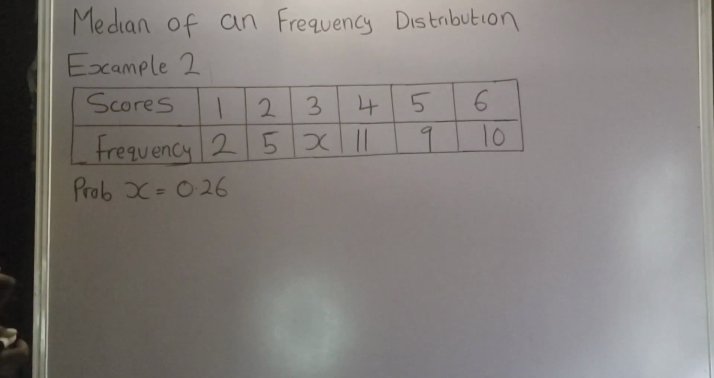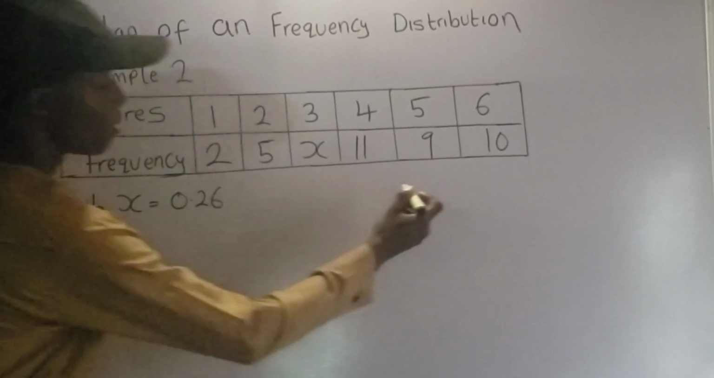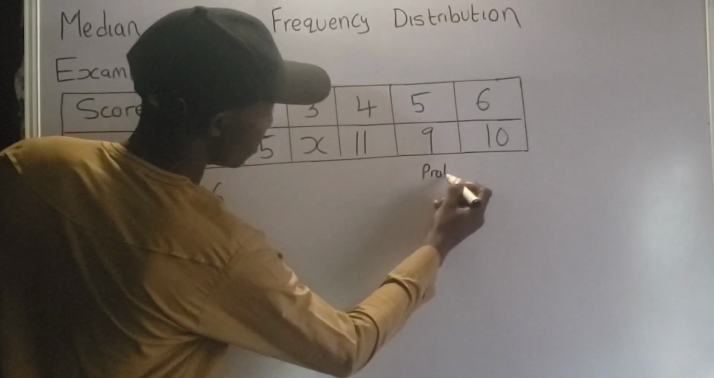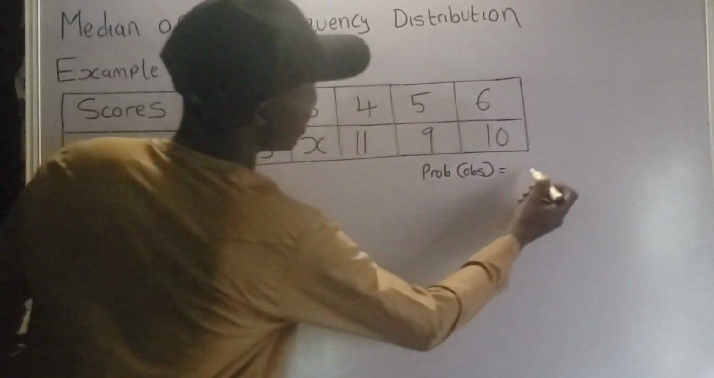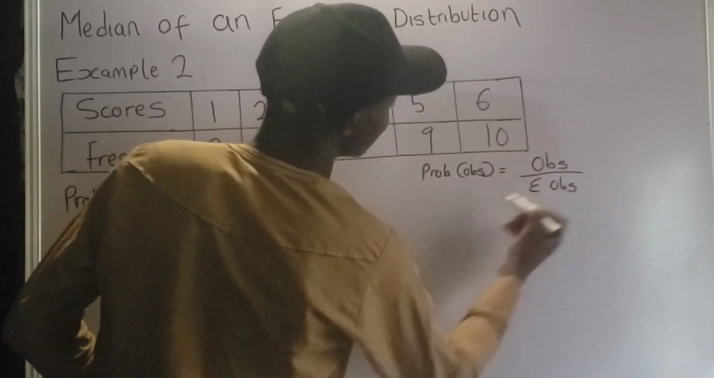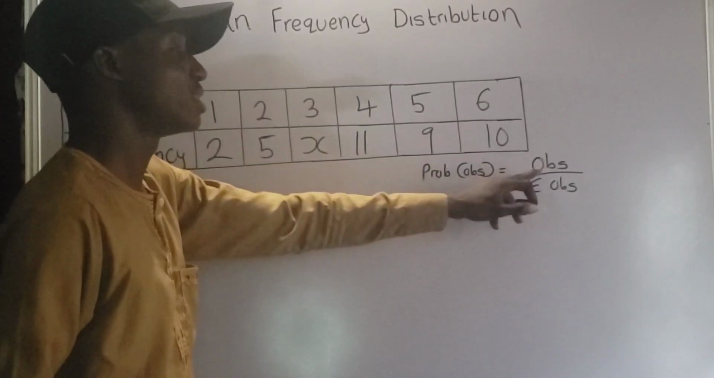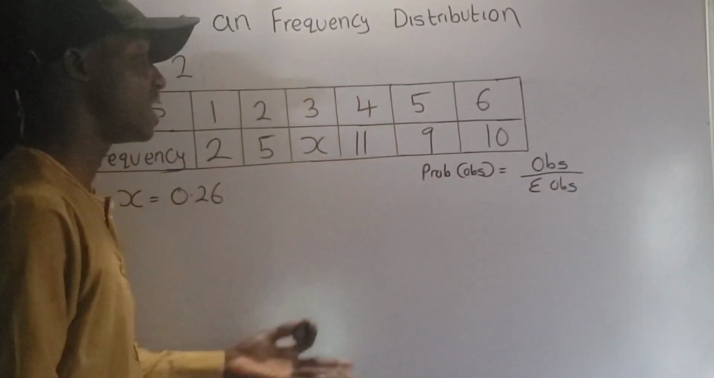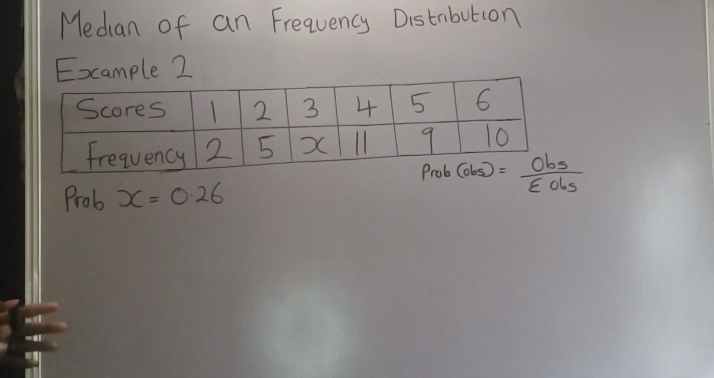Now, from the basic law of probability, in order to find the value of x, the probability of obtaining an observation is equal to that observation all over the sum of observations. That is, the probability of obtaining an element is equal to that element all over the sum of the elements, the total number of observations.